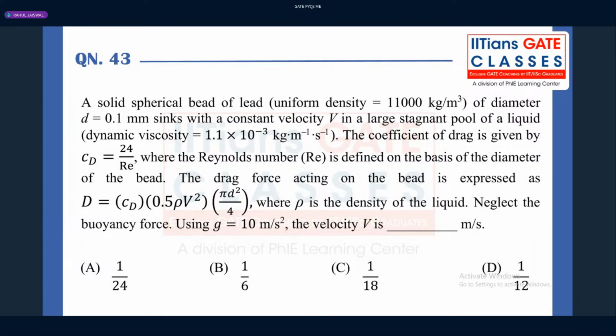It sinks with a constant velocity in a large stagnant pool of a liquid which has a dynamic viscosity of 1.1 into 10 power minus 3 Pascal second, or we have kilogram per meter second, right? Both the units are for the dynamic viscosity. The coefficient of drag is given as CD equal to 24 by RE, where RE is the Reynolds number, which is defined based on the diameter.